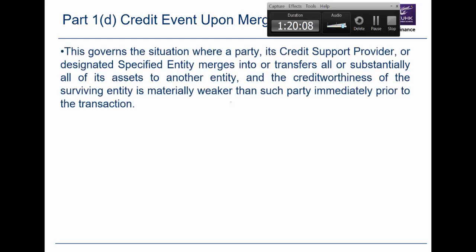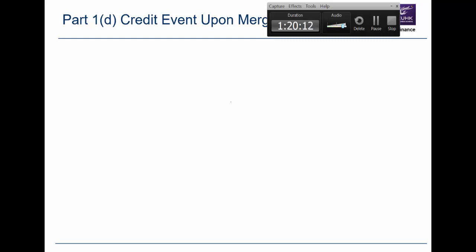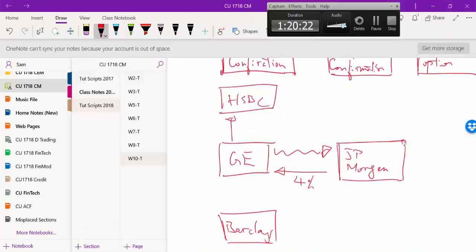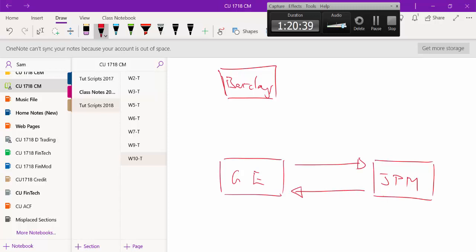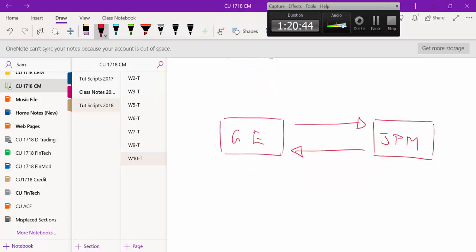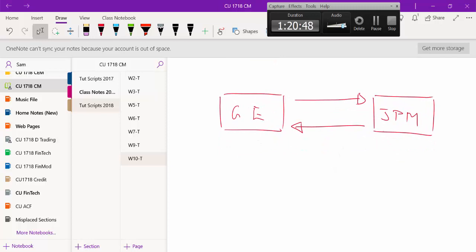Credit event upon merger. This is when company A takes over company B. So originally, JP Morgan signs an ISDA with GE, which is an industrial conglomerate. And then let's say GE gets taken over by who? What's a good example? GE gets taken over by, sorry? BMW, okay, BMW, if you say so.